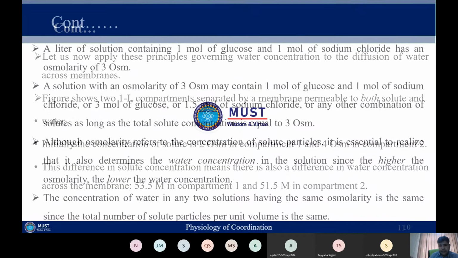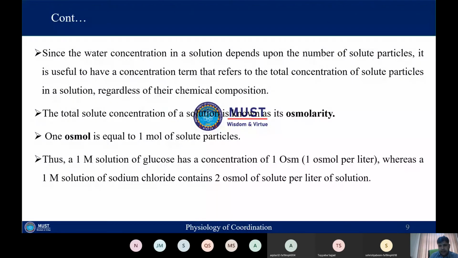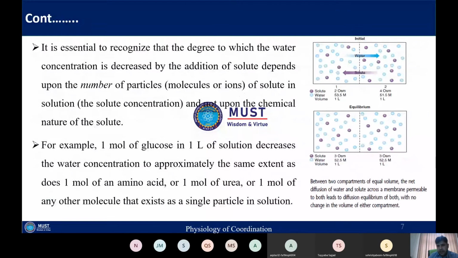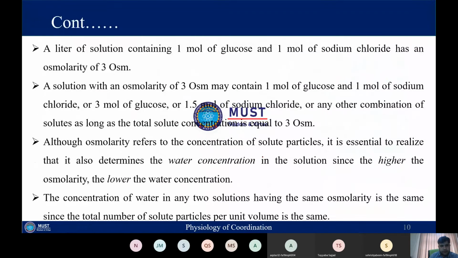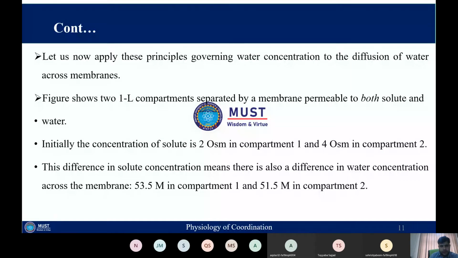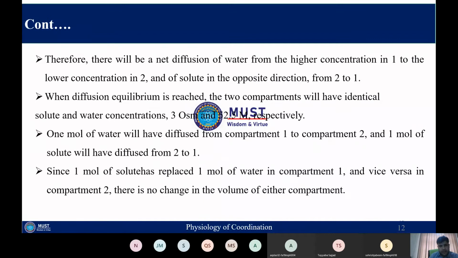Okay, we have already discussed this in this figure, that we have two compartments. This is compartment 1 and compartment 2, and initially there is a high concentration of the solute in compartment 2 and a low concentration of the solute in compartment 1. So solute will move from higher to lower concentration, and water will move from its higher concentration to lower concentration. Water movement will be from compartment 1 to 2, and solute movement will be from compartment 2 to compartment 1. Okay, we have already discussed this.